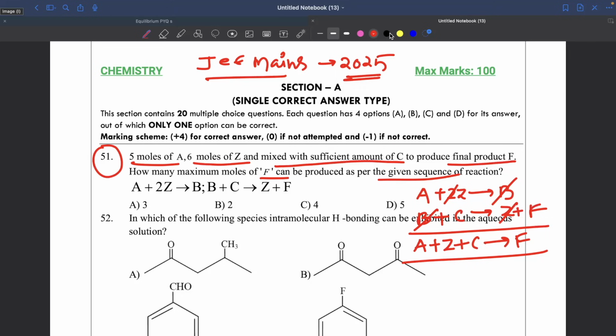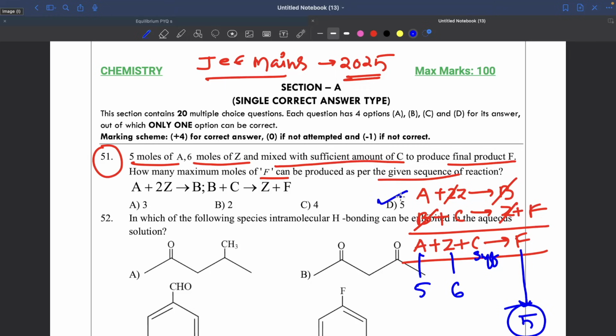Now we will write the values given. How many moles of A is taken? 5 moles. How many moles of Z is given? 6 moles. C is given in sufficient amount, so we do not mind the amount of C. The coefficients of every term are 1, so the limiting reagent is A. After the reaction, the F formed will be 5 moles.